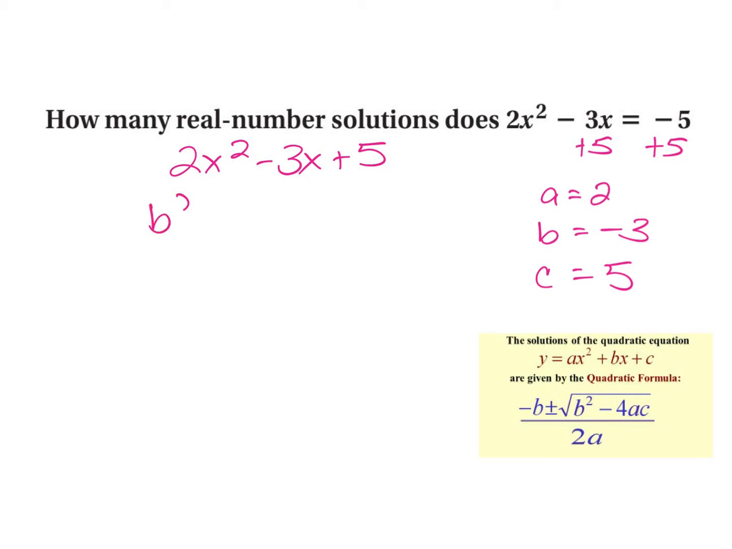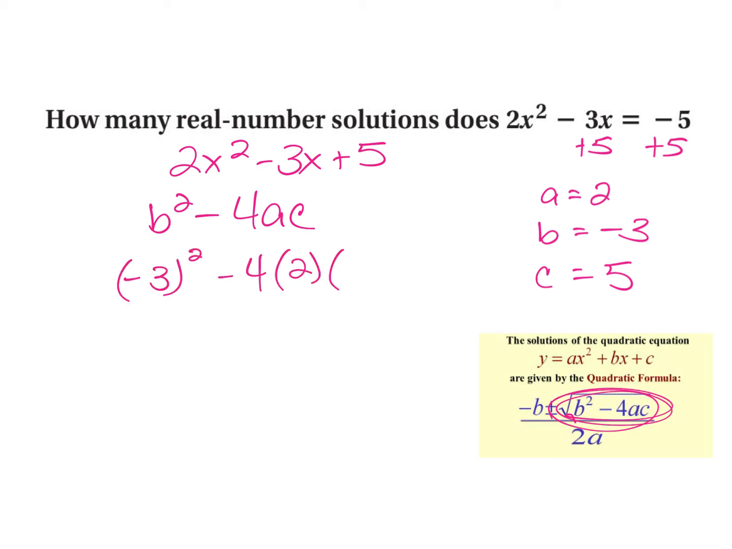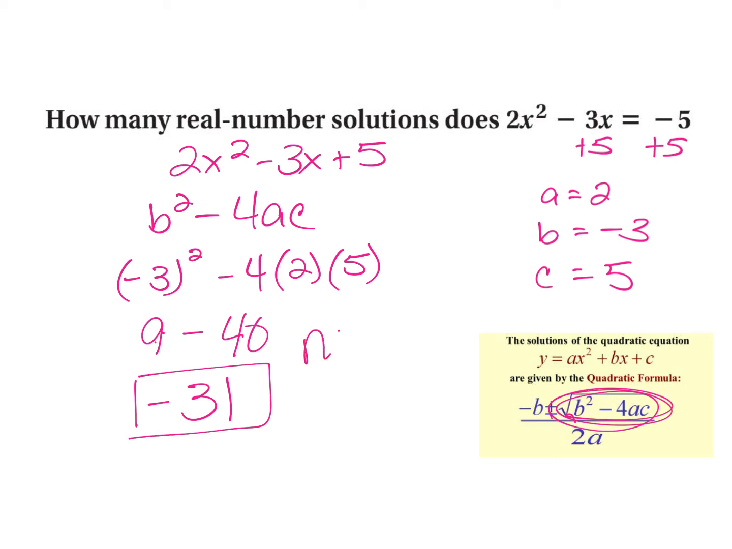So I'm going to use my discriminant, which would be b squared minus 4ac. Remember, the discriminant is just under the radical. We don't need to worry about the square root at all. So negative 3 squared minus 4 times 2 times 5. So 3 squared would be 9, so 9 minus, so 4 times 2 is 8, times 5 is 40, so this would be a negative 31, which means we would have no real number solutions.